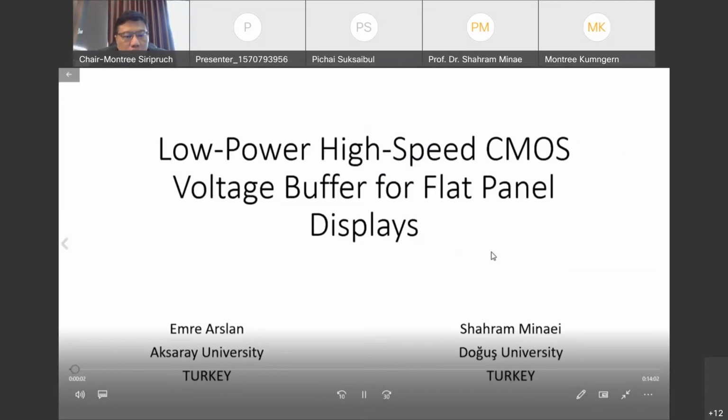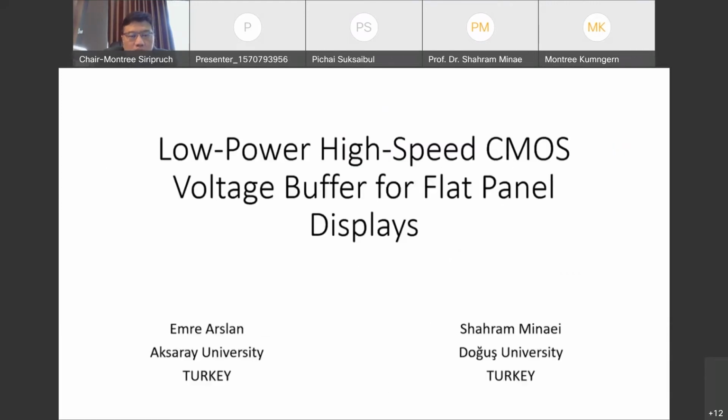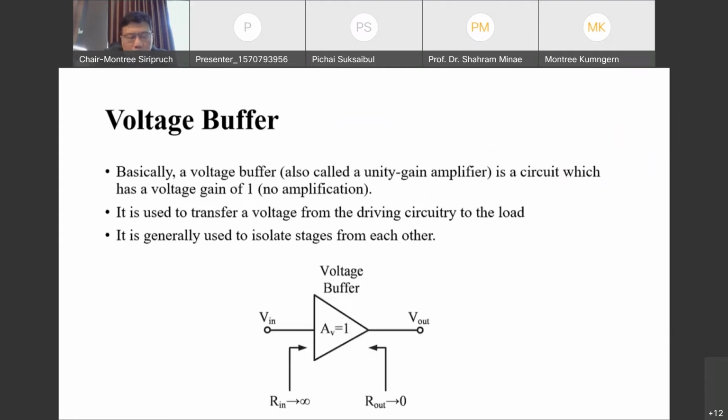Hello. This is Emre Arslan from Aksaray University, Turkey. The topic of my presentation will be low power, high speed CMOS voltage buffer for flat panel displays. First, I want to give basic definitions of the voltage buffer. Basically, a voltage buffer, or unity gain amplifier, is a circuit which has a voltage gain of 1. There is no amplification. Vin is equal to Vout. Gain is equal to 1. It is generally used to isolate stages from each other.